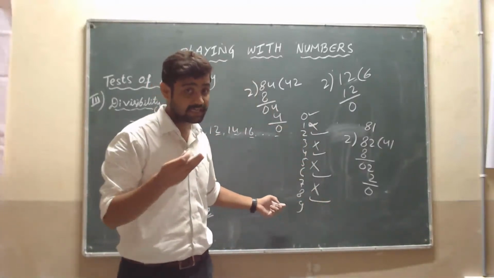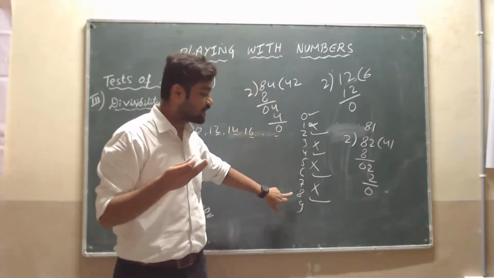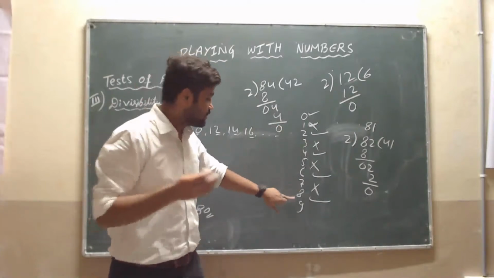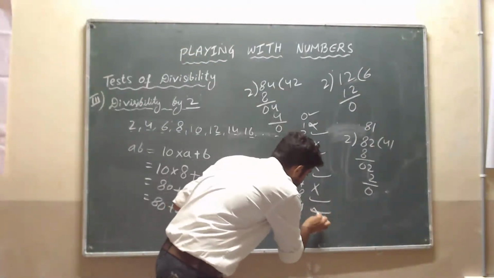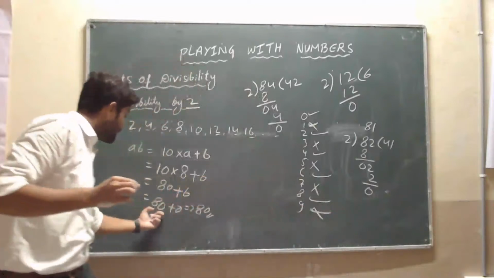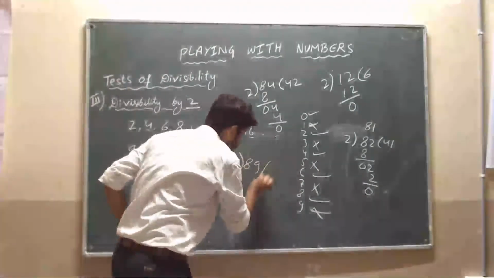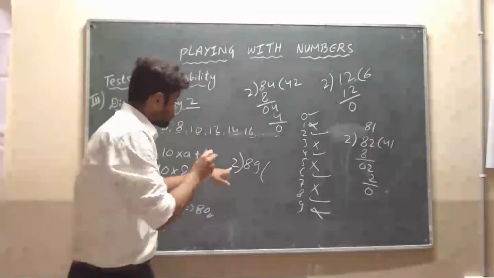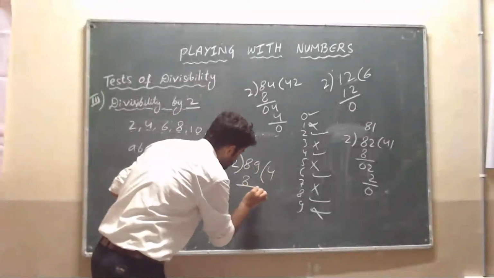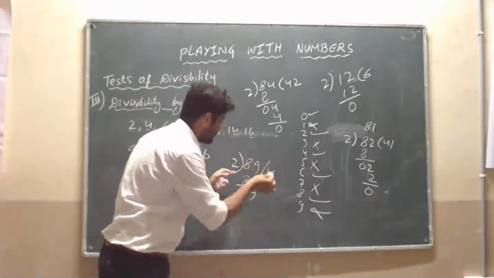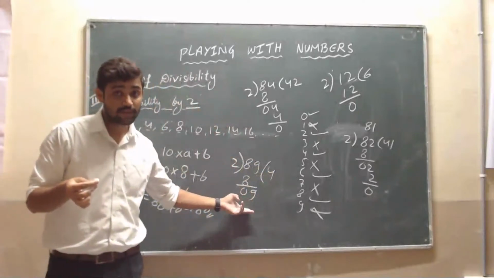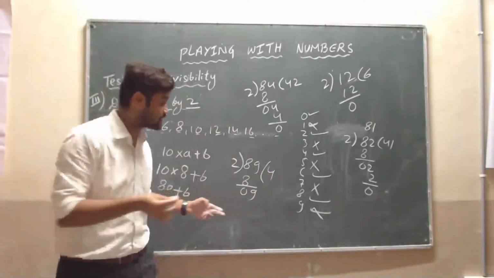Okay? I am saying this fast, I think you can all do this easily at home. Next, the last one, 89. What will it become? 80 plus 9, 89. Is 89 easily divisible by 2? Check it: 2 fours are 8, then 9 is left, and it is completely not divisible by 2. That's why it is also wrong.